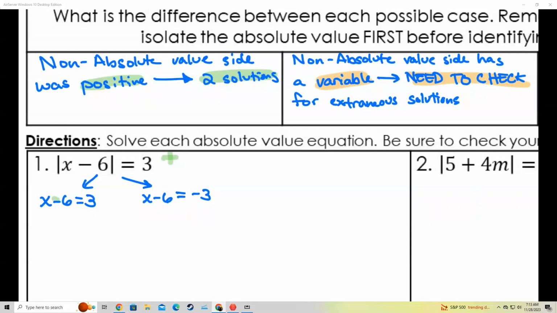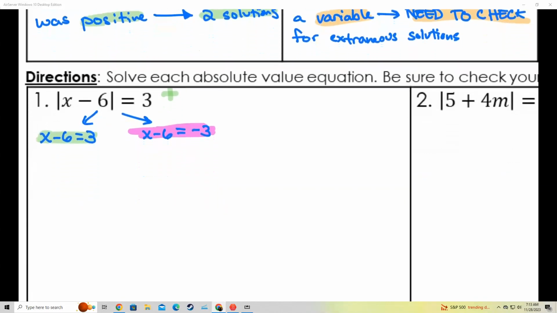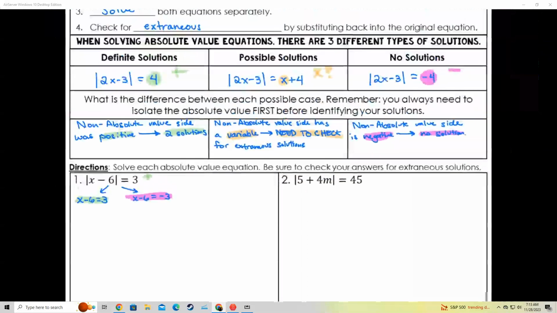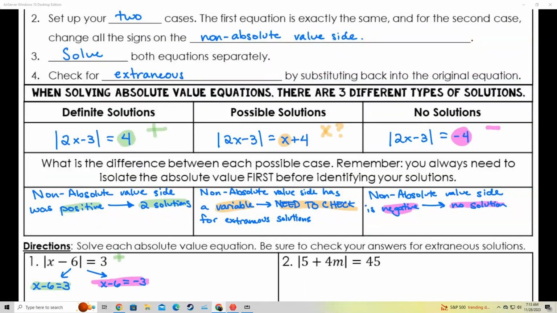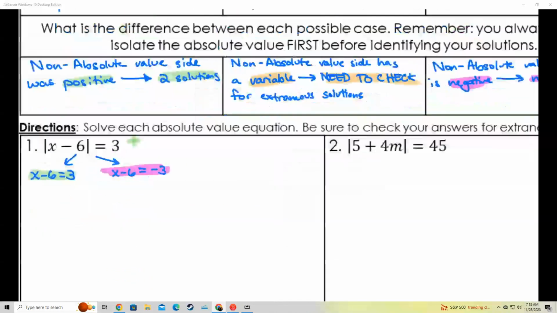So here are my two different equations. The first one, which is exactly the same. The second one, which is almost exactly the same. I just did the opposite of the last part. So we're done with step number 2. Step number 3 says solve both equations separately. So I'm going to solve each one.